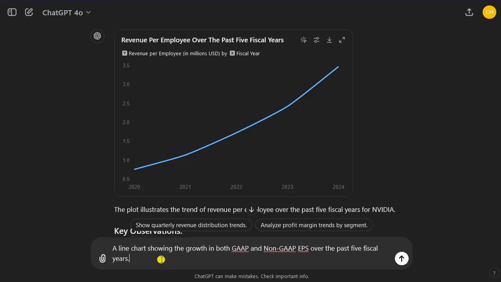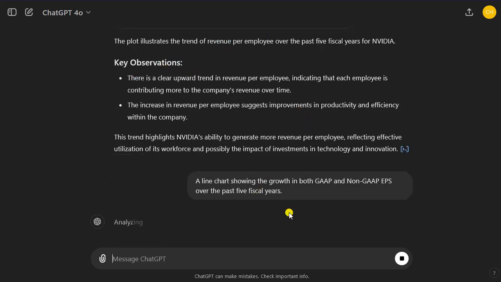Good, so let's have a look at the earnings per share growth. I want a line chart showing the growth of both GAAP and non-GAAP earnings per share over the past 5 fiscal years. And this might take some time.